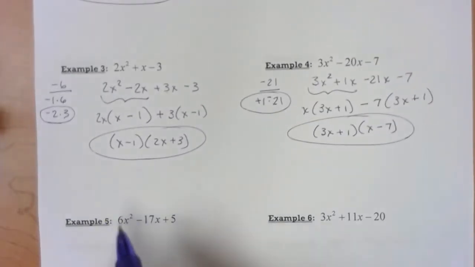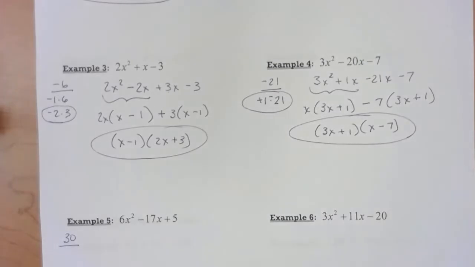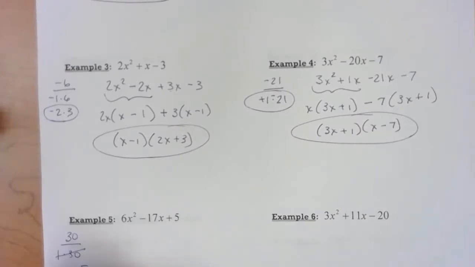The next one. It is in descending order, nothing common. 6 times 5 is 30. I sometimes don't do the first 2 steps because I look at it and I know, but for you, always check that. 1 times 30, 2 times 15. That's the pairing I need, except my signs have to be opposite.